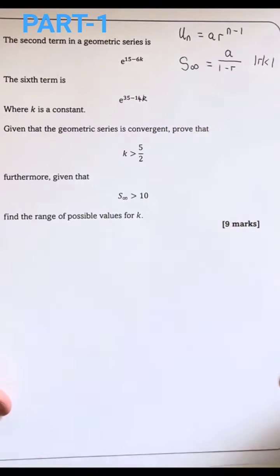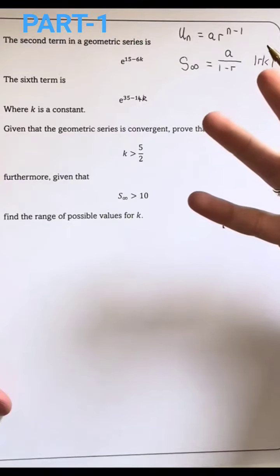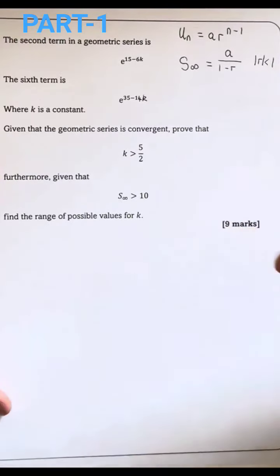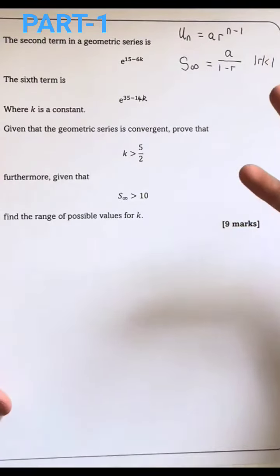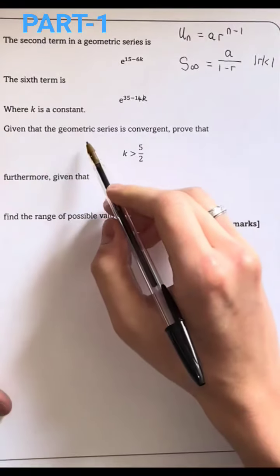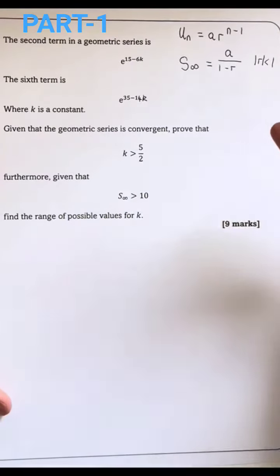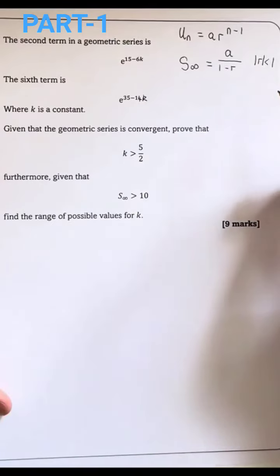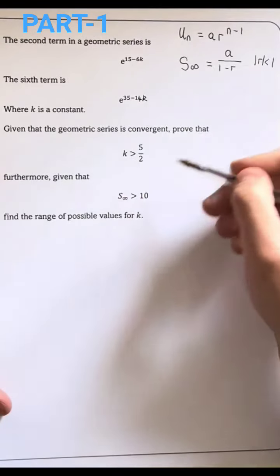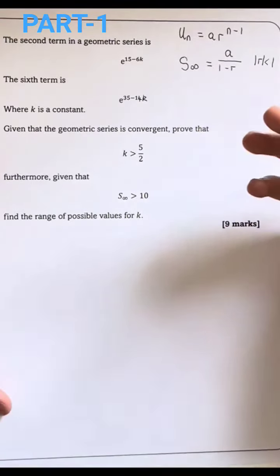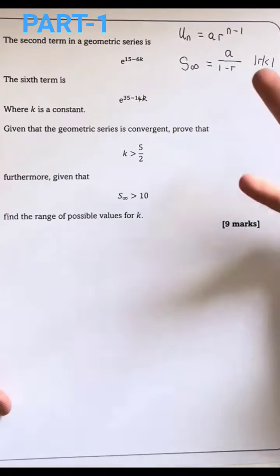So, of interest when you're dealing with these geometric series questions is, of course, the common ratio and the first term. Now, we're told that the geometric series is convergent, and what that means is that the absolute value of r is indeed less than 1. So we need to use that fact somehow in order to prove that k is greater than 5 over 2. Therefore, we need to see if we can calculate r in some way.